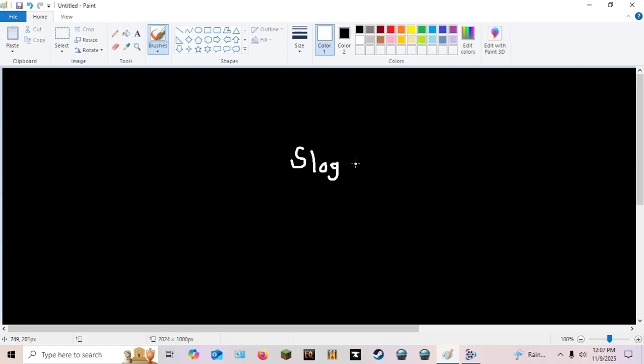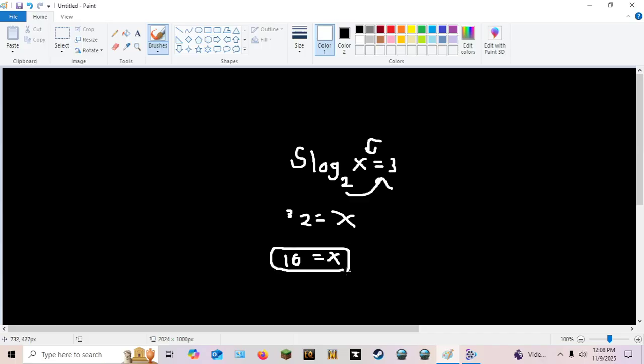Okay, the super logarithm base 2 of x equals 3. I need to convert to tetrational form. 2 tetrated to 3 is x. I mean 16, because 2 squared squared is 2 raised to the 4th, which equals 16.